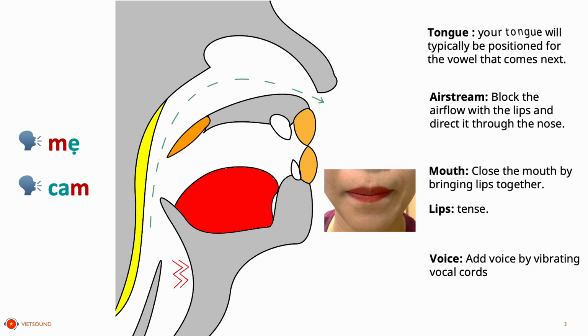First, your tongue will typically be positioned for the vowel that comes next. Now let's talk about the airstream. Block the airflow with the lips and direct it through the nose. Close your mouth by bringing your lips together. Tension your lips. The last thing you have to remember about the M sound is that it is a voice sound. So you have to add voice by vibrating your vocal cords, like M, M, M, mẹ, cam.